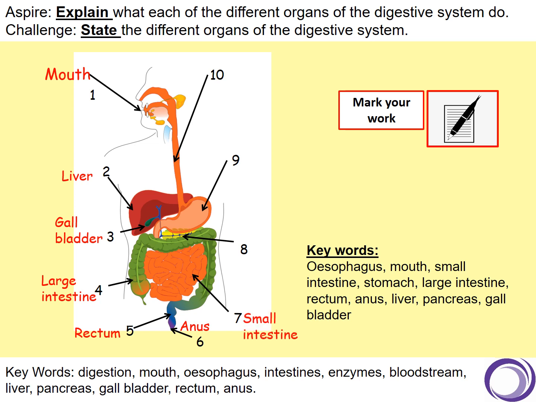Number 7 is the small intestine. Number 8 is the pancreas. Number 9 is the stomach. And number 10 is the esophagus.